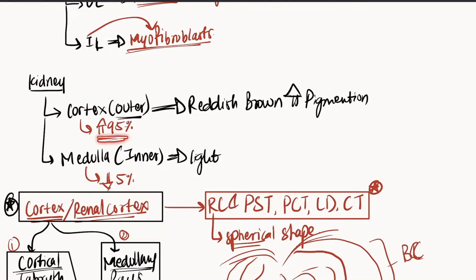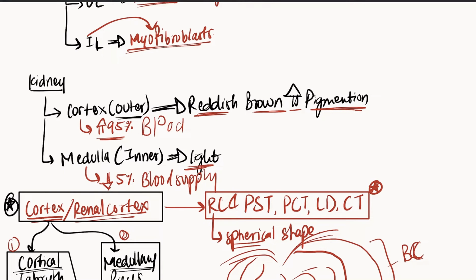As for the blood supply, 95% of the blood supply goes to the cortex, and 5% goes to the medulla. The medulla is a reddish brownish color. It is like a slightly lighter version of the cortex. The reason it is brown or more reddish is because of its blood supply.